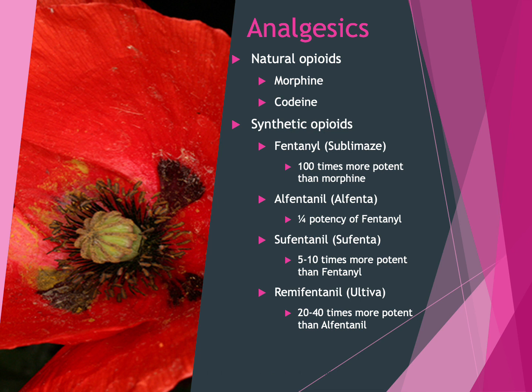Now, fentanyl, interestingly, is 100 times more potent than morphine, and it's a big buzzword right now, fentanyl is. Alfentanil is about a quarter of the potency of fentanyl. Sufentanil is 5 to 10 times more potent than fentanyl. And then remifentanil is the newest synthetic opioid, and it's ultra short acting, and it is about 20 to 40 times more potent than alfentanil.